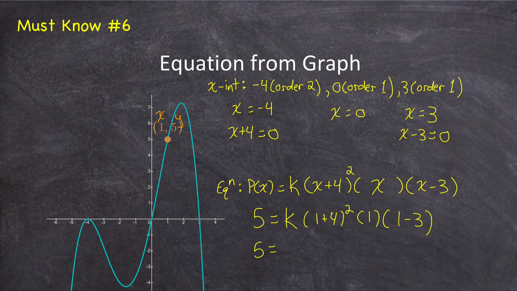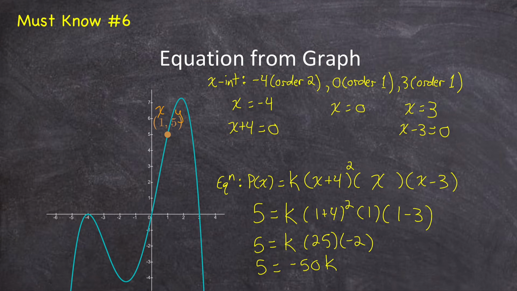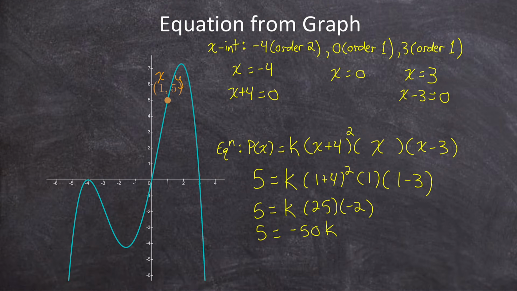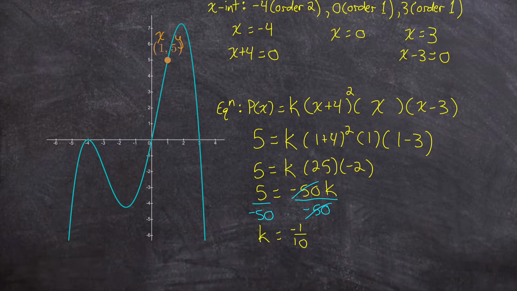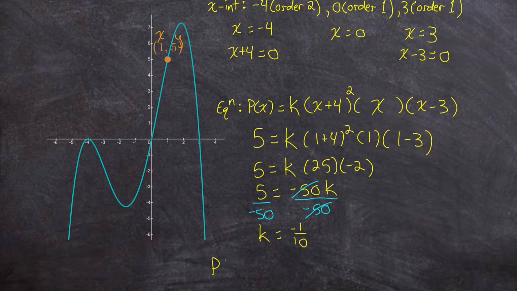So I have 5 equals k times 5 squared, which is 25, times 1, I don't have to write a factor of 1, times negative 2. On the right side of my equation, I have k times negative 50, which I'll write as negative 50k. And then to isolate k, I would just have to divide both sides by negative 50. Those cancel. And I figure out that k equals 5 over negative 50, which could simplify to negative 1 over 10.